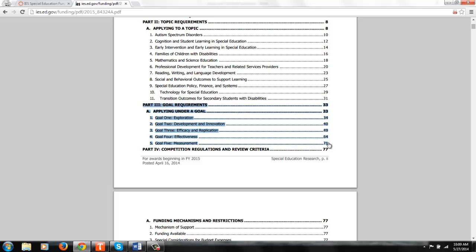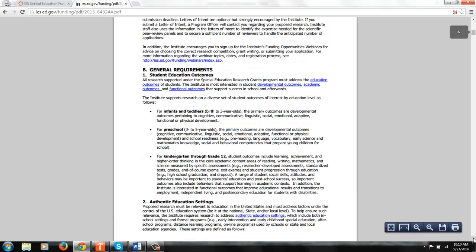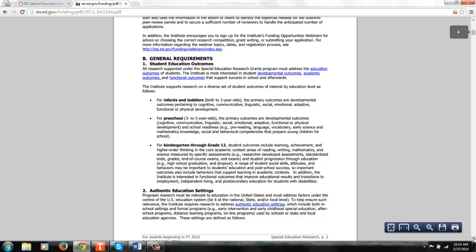So you can submit proposals, identify projects under each one of these topics related to either exploration, innovation, efficacy, effectiveness, and measurement, and we'll talk a little bit about those that I mentioned earlier. And in looking through this, you might want to pay attention to some of the language, because that's part of the question I'm going to ask you to address.